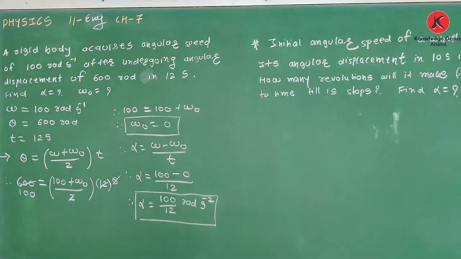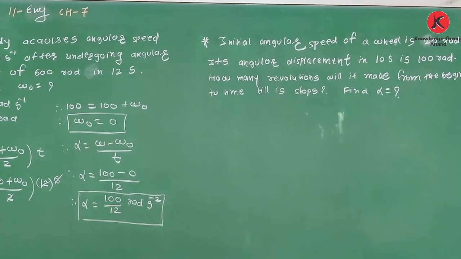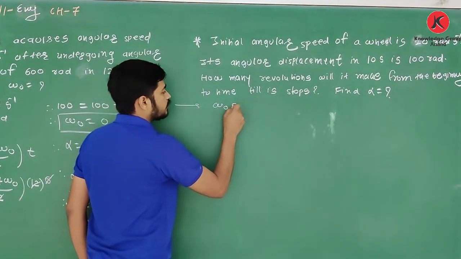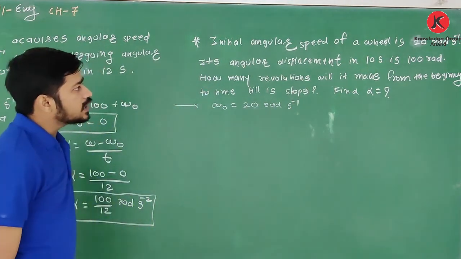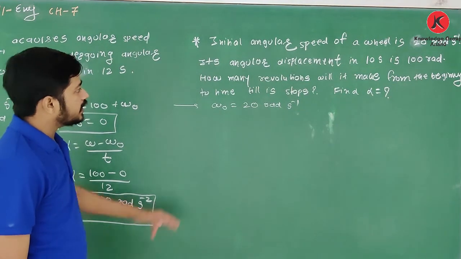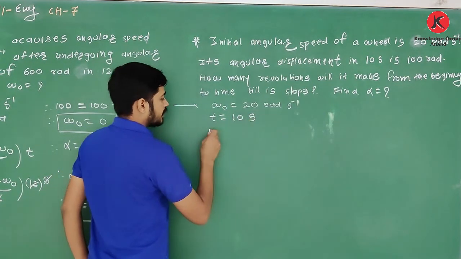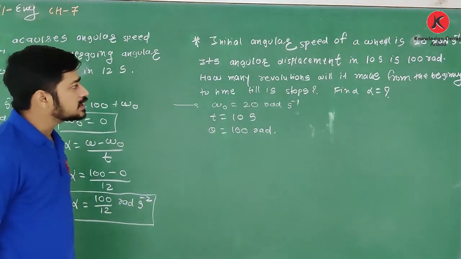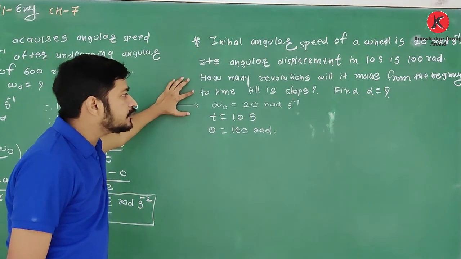Now the next question. The initial angular speed of a wheel is 20 radian per second, initial omega 0, 20 radian per second. Its angular displacement in 10 seconds is 100 radian. So t is equal to 10 seconds and angular displacement is 100 radian. How many revolutions or rotations will it make from the beginning till it stops?